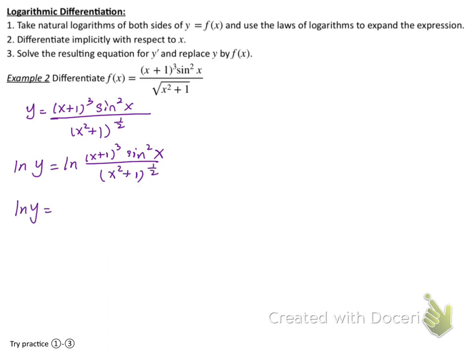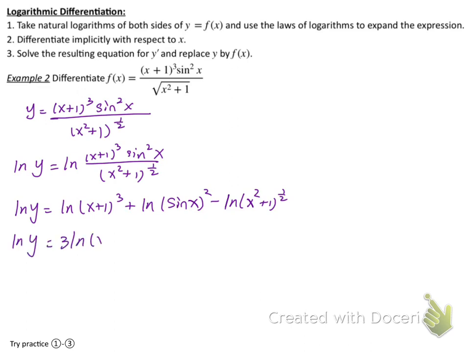So ln y equals this one plus this one minus this one with ln everywhere. So it's ln (x plus 1) to the third power plus ln (sine x) to the second power minus ln (x squared plus 1) to the 1/2. Then I pull the coefficients to the front, plus 2 ln sine x minus 1/2 ln (x squared plus 1).